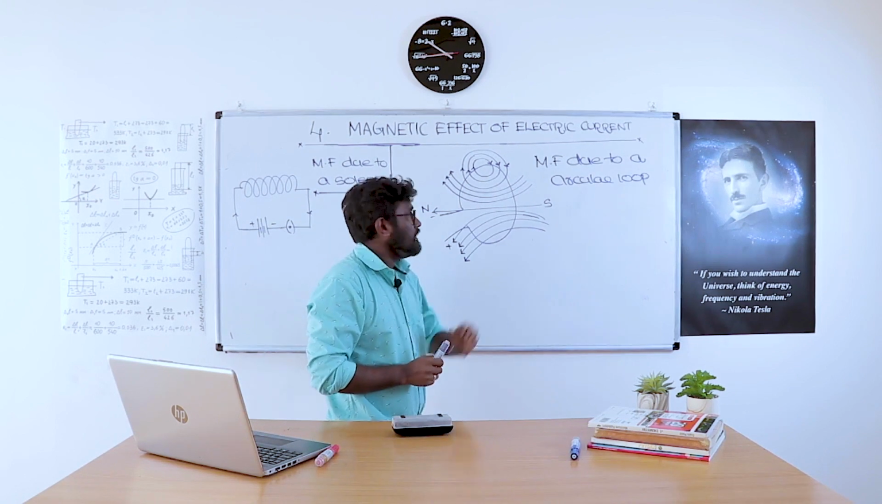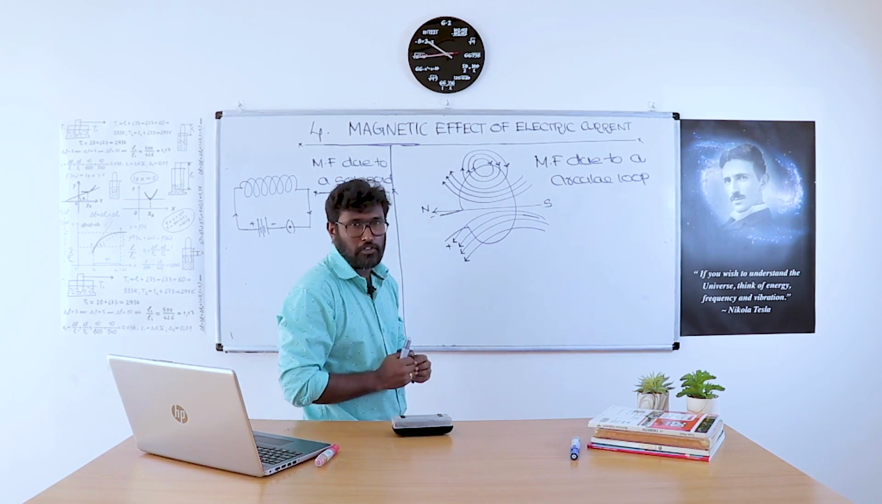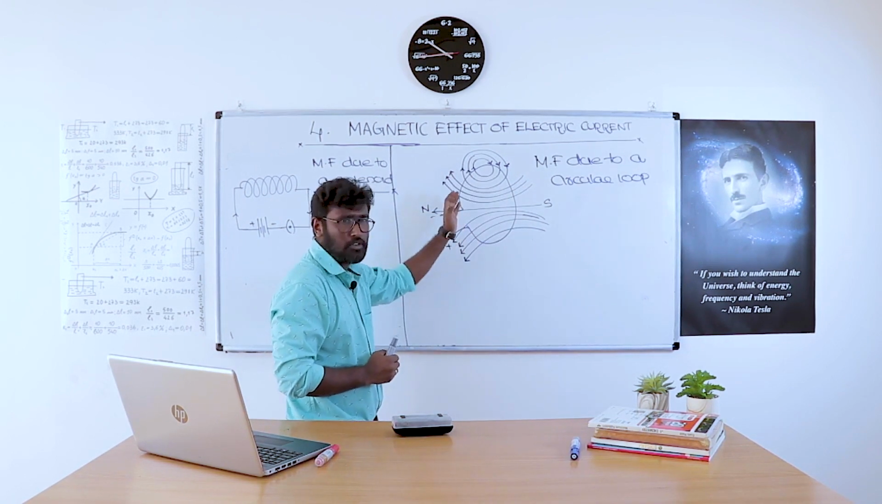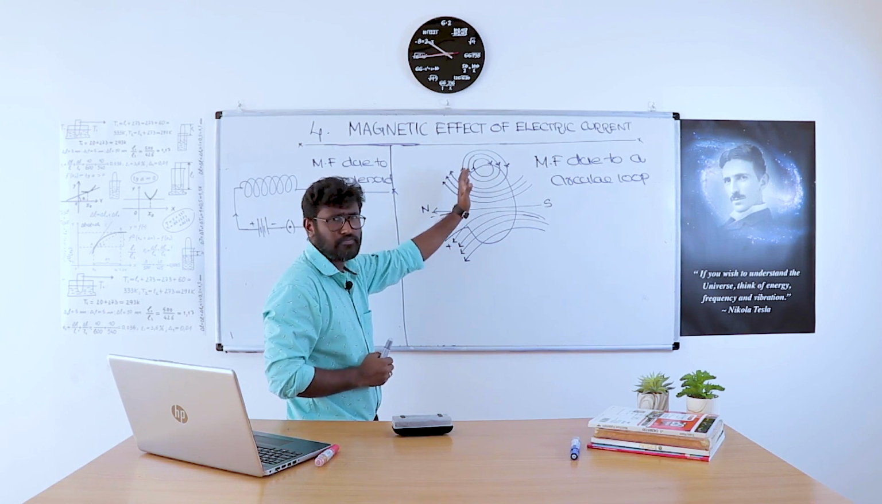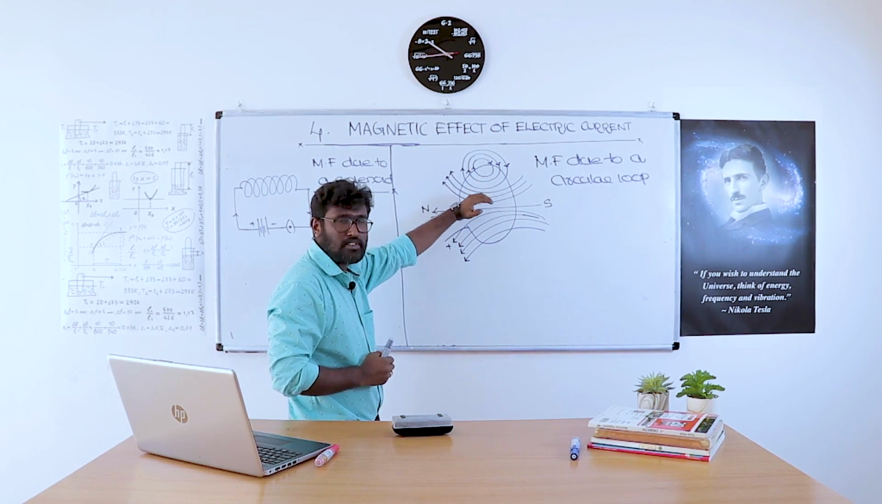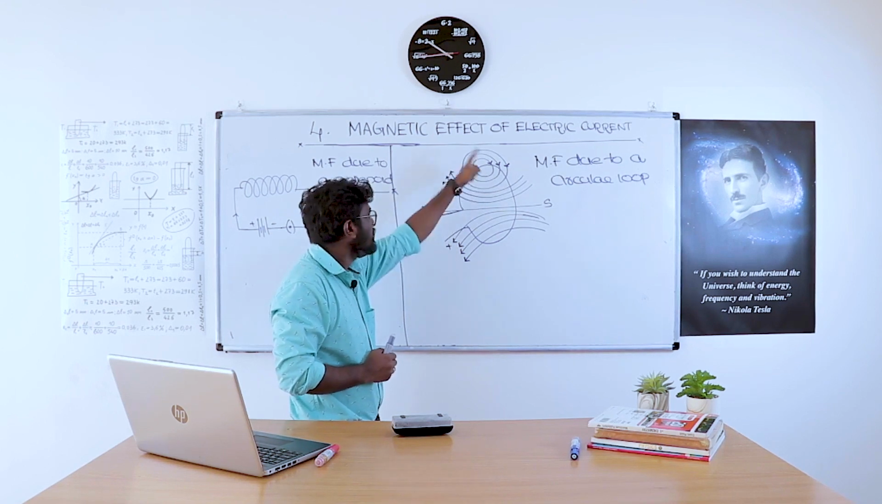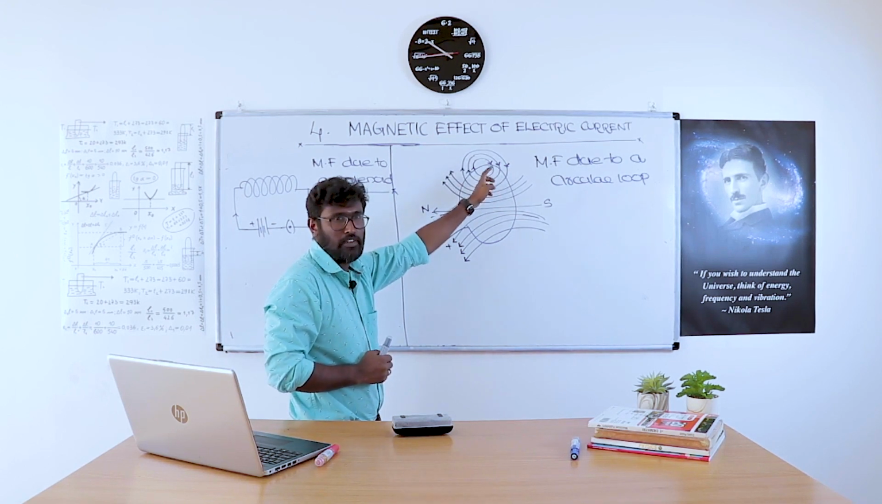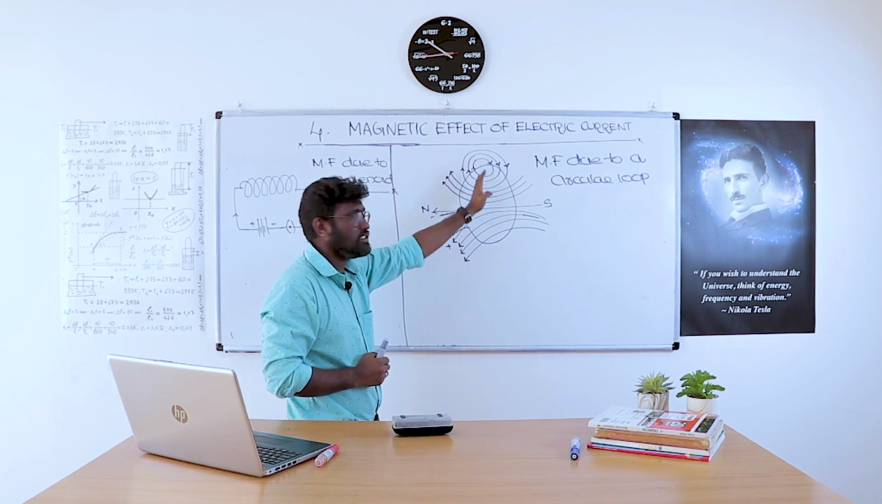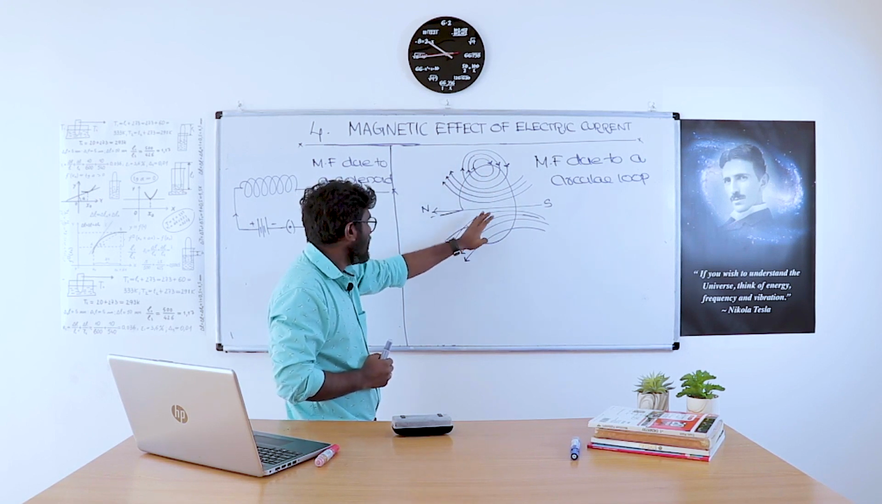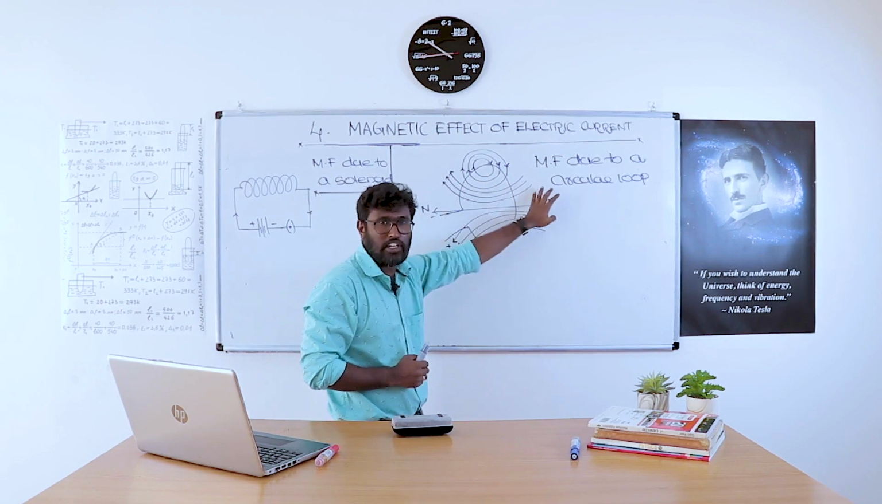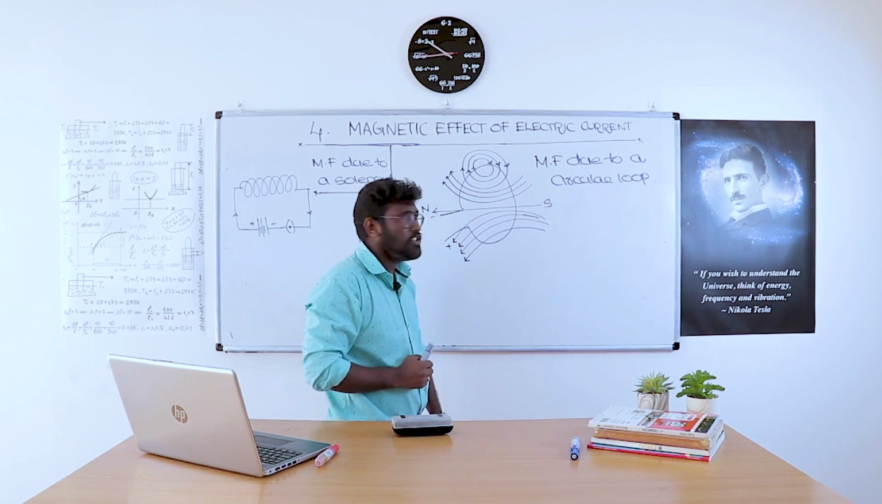What is meant by the magnetic field due to a circular loop? Here is a circular loop and this is the magnetic field. When it comes away from the wire, the circles are bigger. And at the center, it will be a straight line.